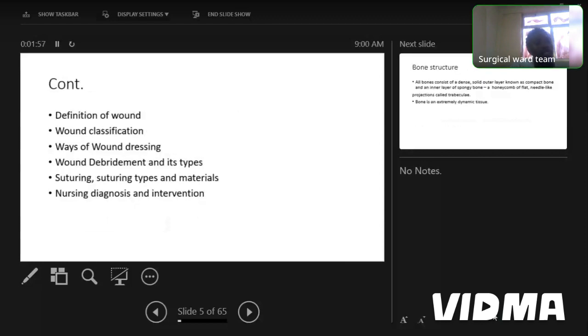The second learning objective depends on the case: wound, definition of wounds, classification of wounds, ways of wound dressing, wound debridement and its types, suturing types and materials, and also nursing diagnosis and intervention for wounds.